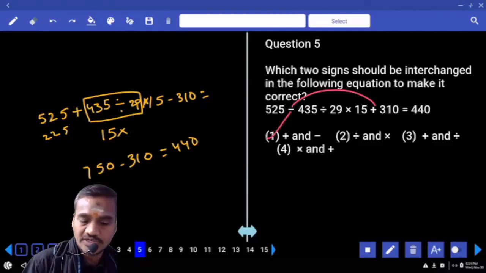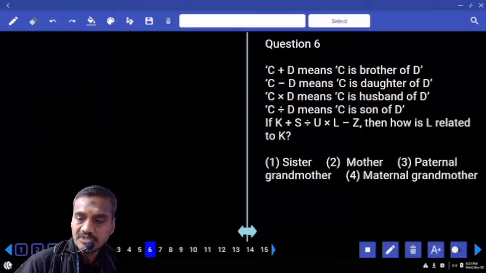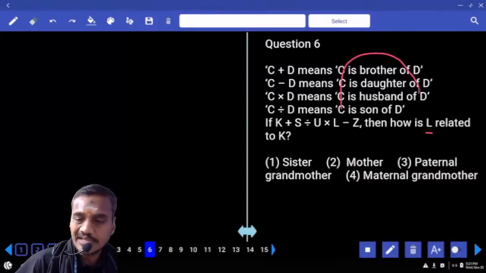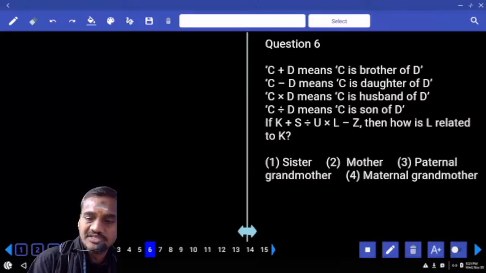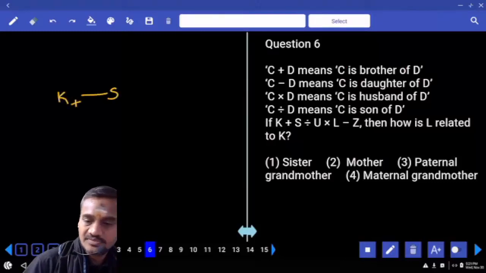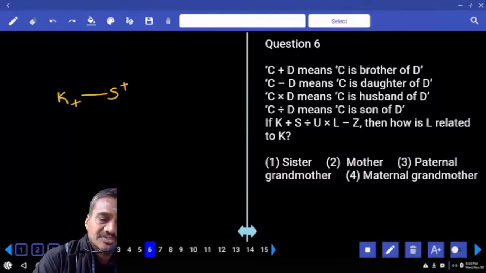Question number 5, choice 1. Then the sixth one, how is L related to K? Now in all these, the relations are from C to D only, isn't it? Then K plus S. That means C plus D, C is the brother of D. K plus S means K is the brother of S. Now S is the son of U.